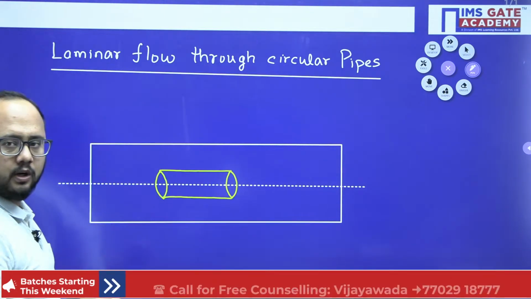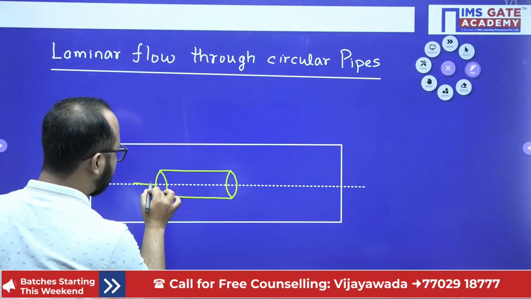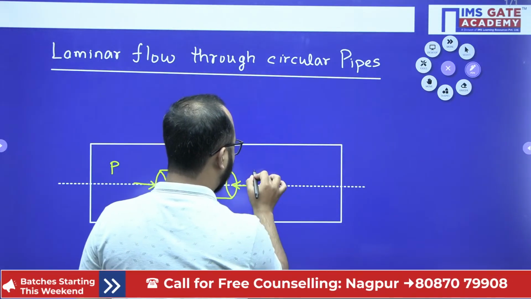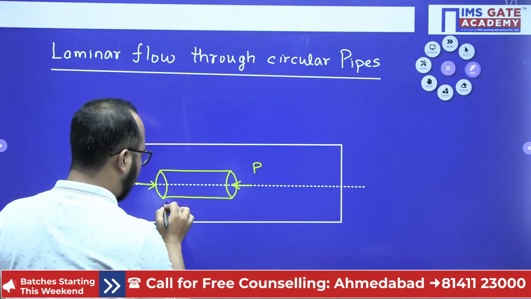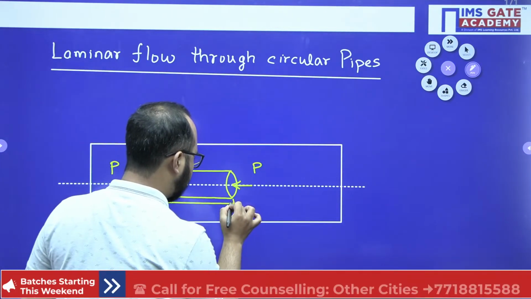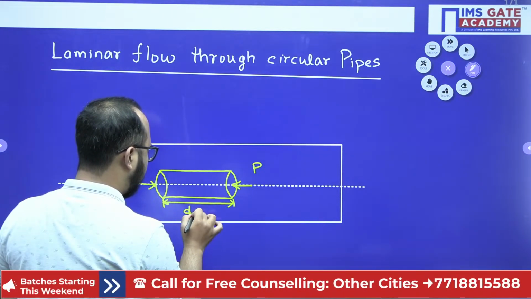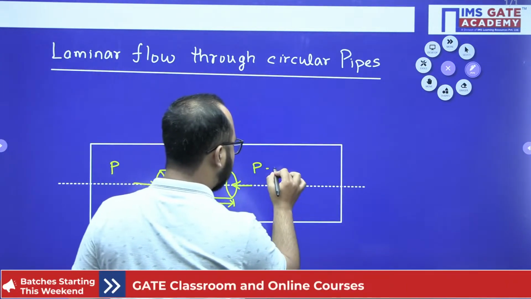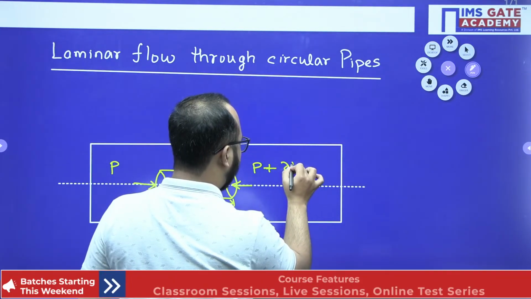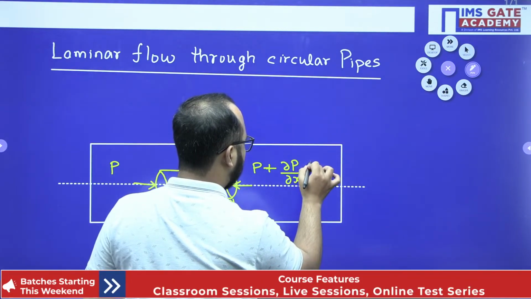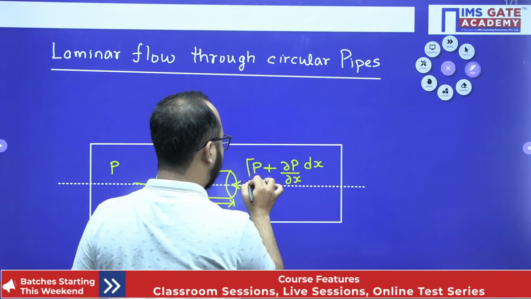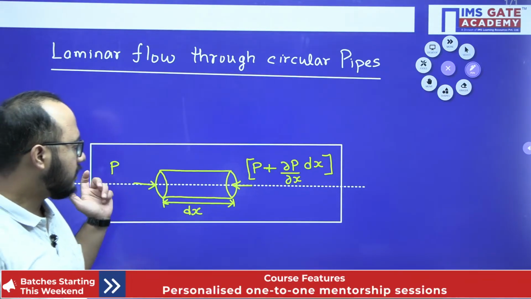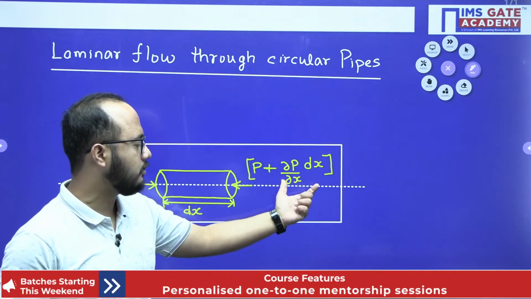So now a very important point you need to understand. On this face some pressure is going to act, and on this face also the pressure is going to act. So let's suppose this fluid element length we consider as dx. So P plus dou P by dou x into dx. This is the pressure that will be acting, because of the change in the length. So here pressure P, here pressure P plus dou P by dou x into dx.